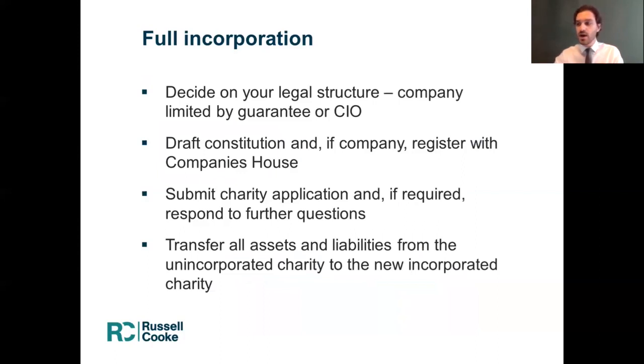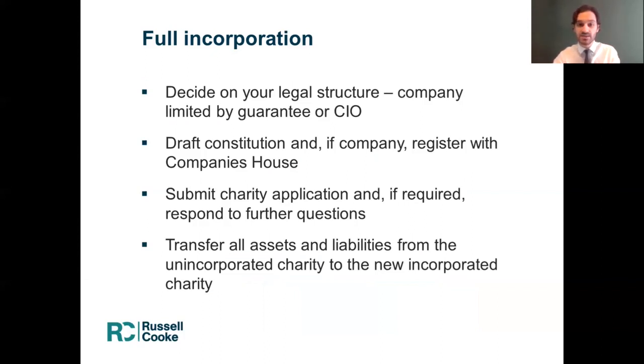So full incorporation, that transfer of assets and liabilities, how does that work in detail, and what are the steps you need to go through? We mentioned earlier the need to do that due diligence exercise at the outset. That will be relevant here to help understand what you're actually transferring across.